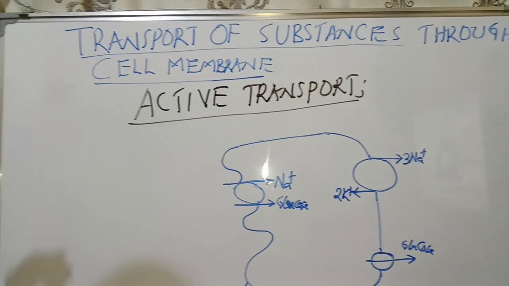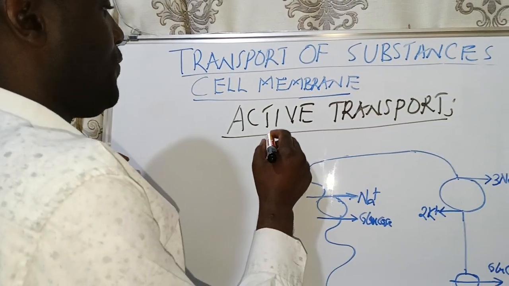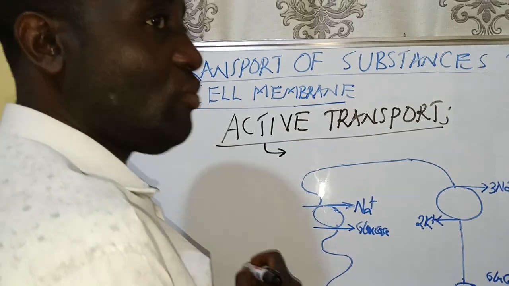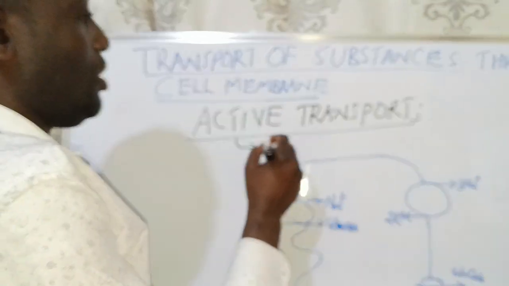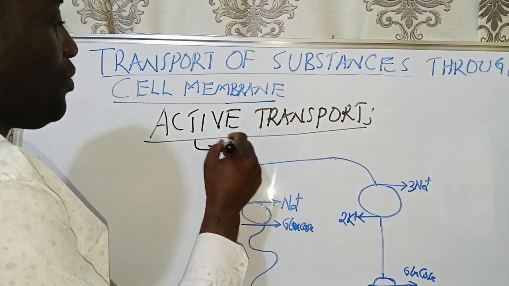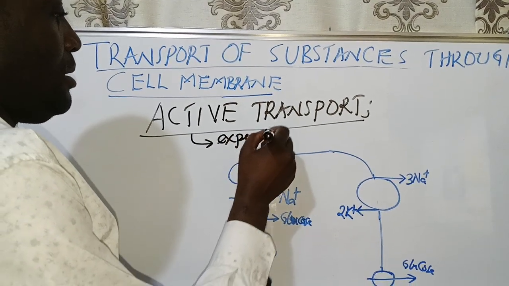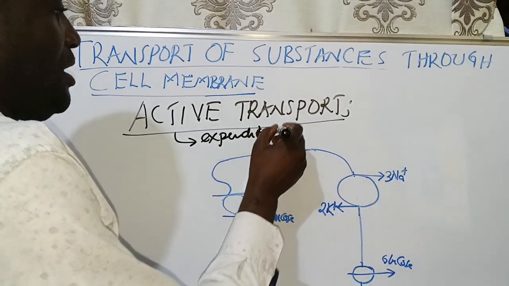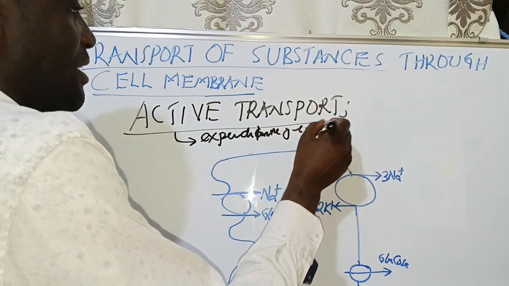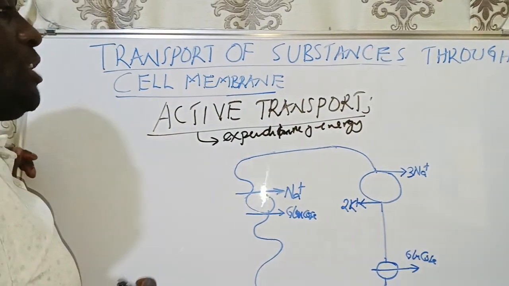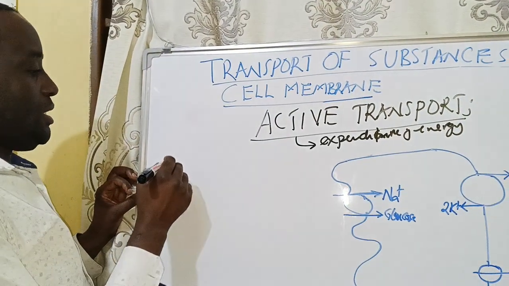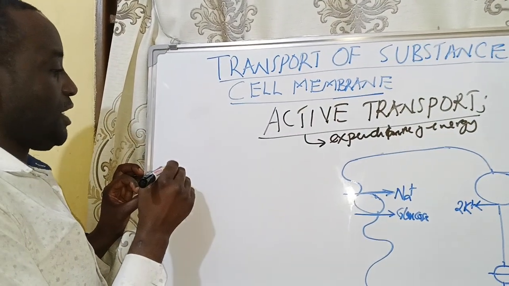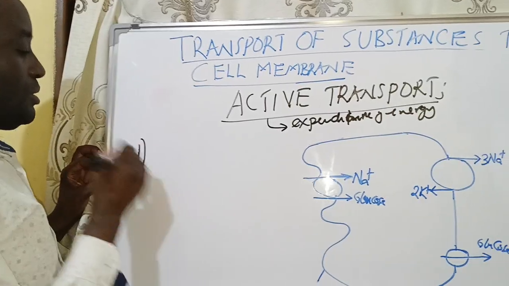Active transport is the form of transport of materials into or outside the cell involving expenditure of energy. However, this active transport is divided into two categories.